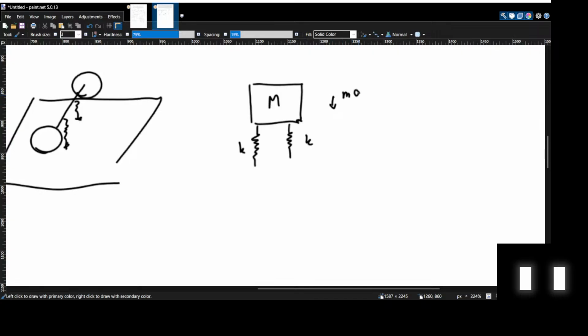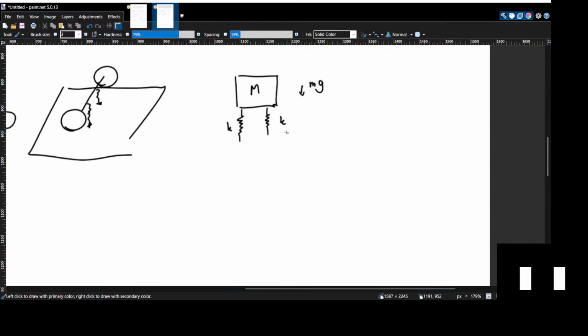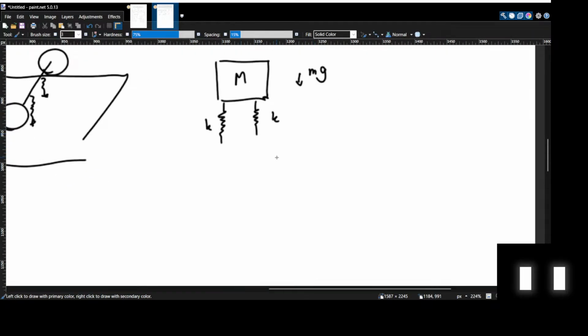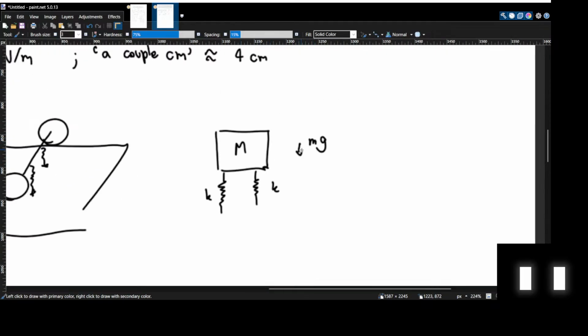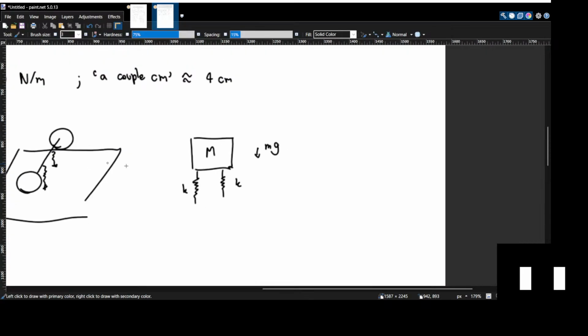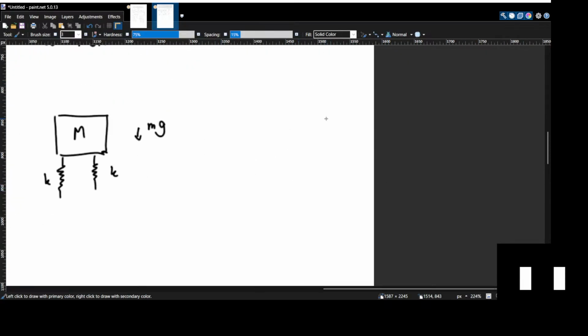Obviously here we have another force mg, and then we also have two forces pushing it up, which is going to be 2kx. So let's write out the equation of motion. F equals ma, as we all know. In our case, m is going to be big M times x double dot.